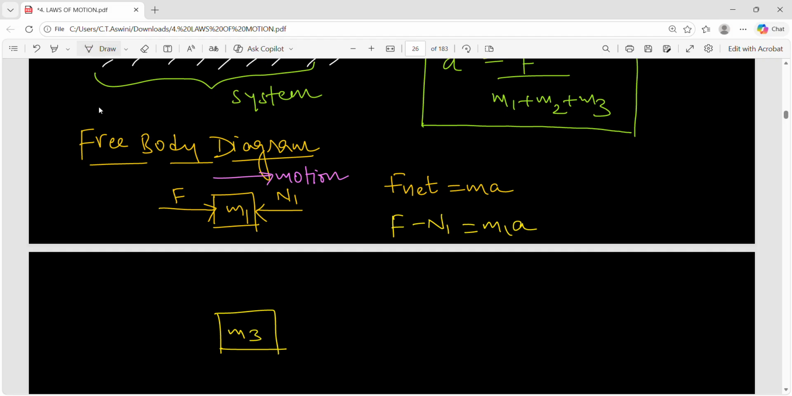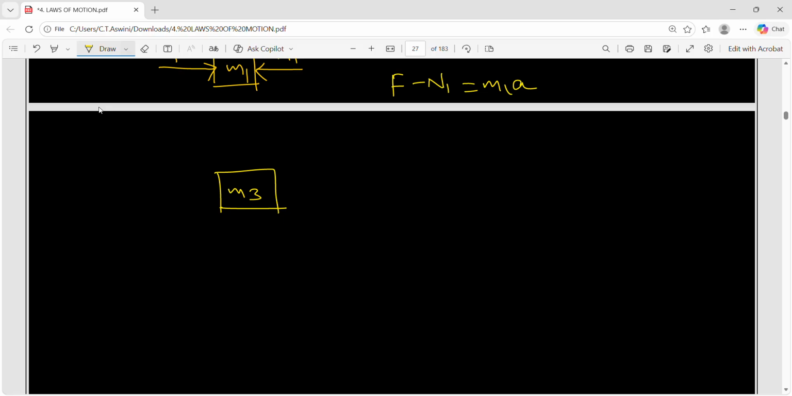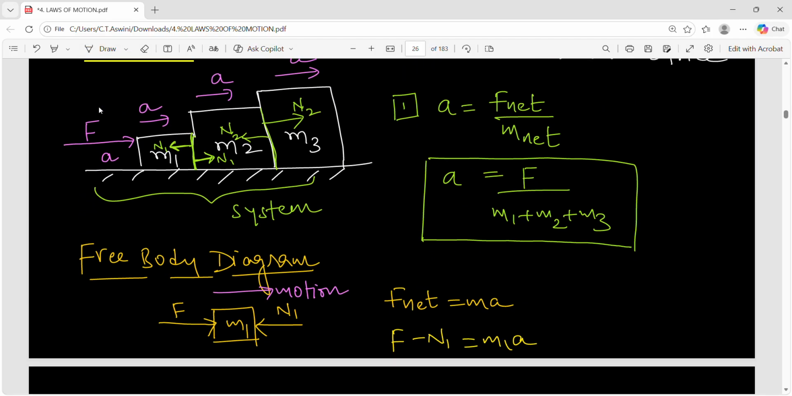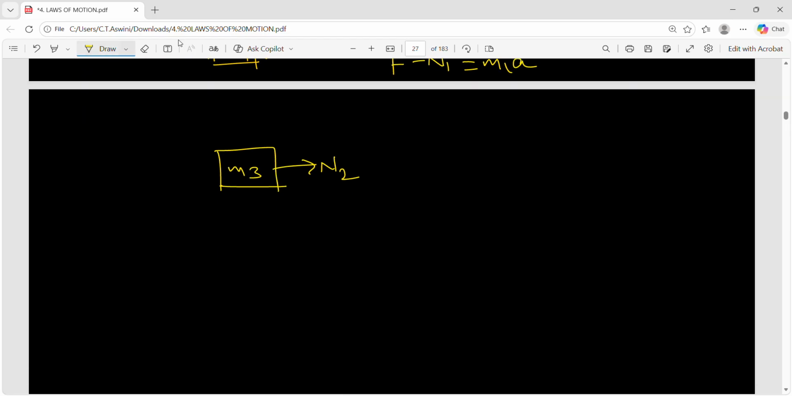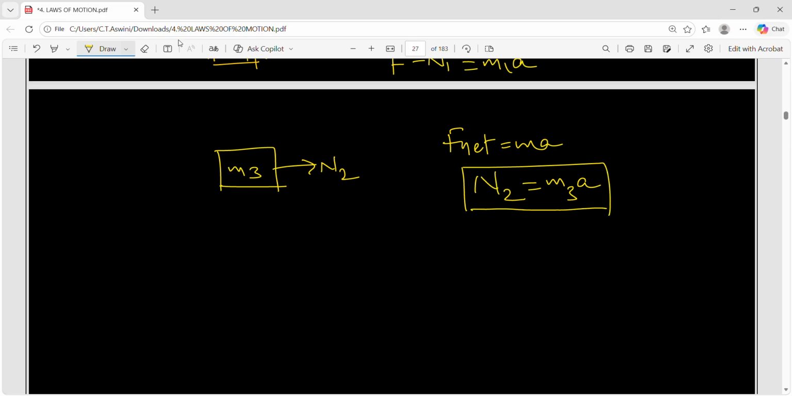How do you construct the free body diagram now? What are the forces acting on it? There is only one force on it, which is N2. See the diagram. There is only one force on it, which is N2. Now, if you apply F net is equal to ma, there is only one force. So, N2 is equal to M, which is M3, into A. So, M3A. Clear with this? So, you got the N2 value.